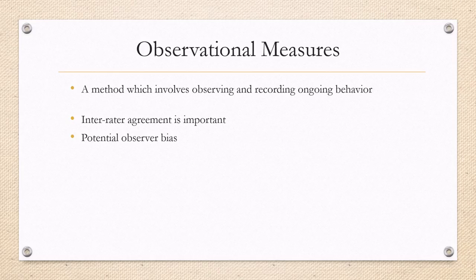We can reduce some of these biases by making sure that raters are trained. They're given specific criteria and concrete examples. We want to make sure that the observers are not aware of the hypotheses. Otherwise, there might be biases in the results. And we also want to ensure accuracy of observations. This means that we need to record the observations in a timely manner.